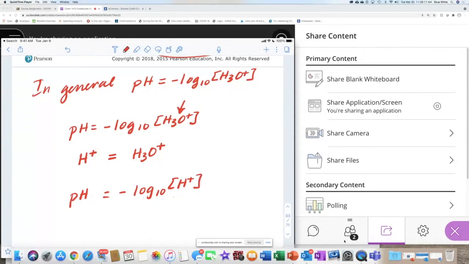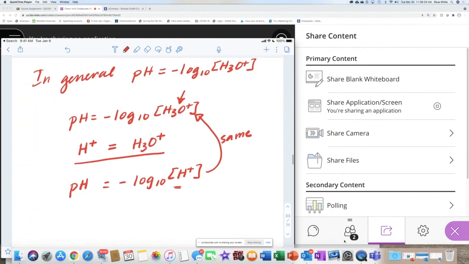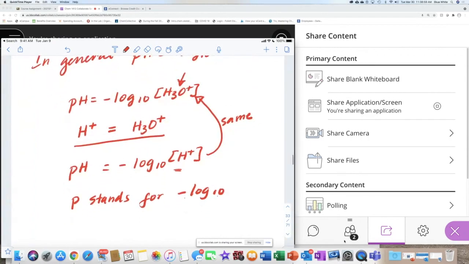I liked this one better than this one, even though they're the same, or have the same meaning, because I could see how the P stands for negative log base 10. So in this context of the acid base chapter, when you have, say, pH, the P stands for negative log base 10 of the letter or the symbol or the formula written in front of it. Okay, so just to illustrate this further, then I'll come back to working out that table.